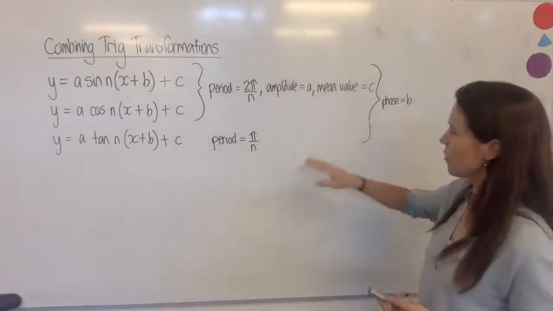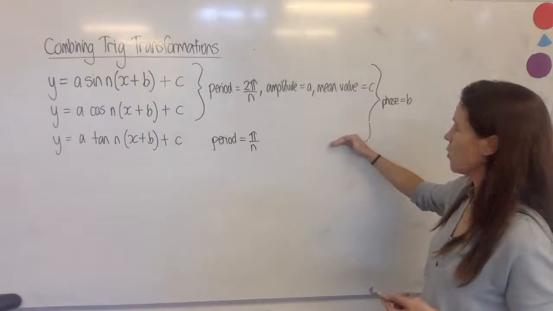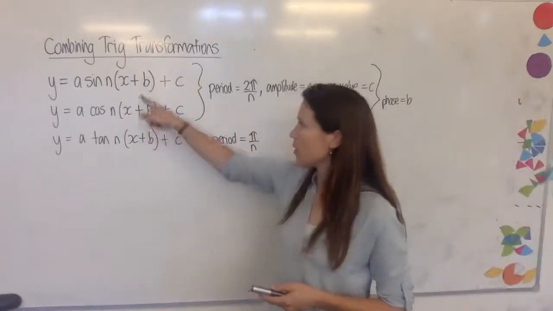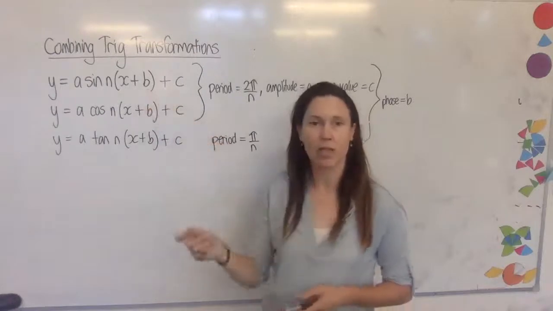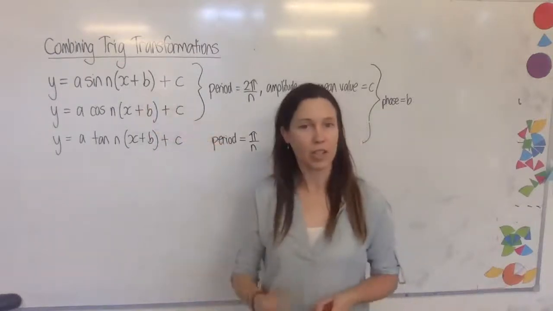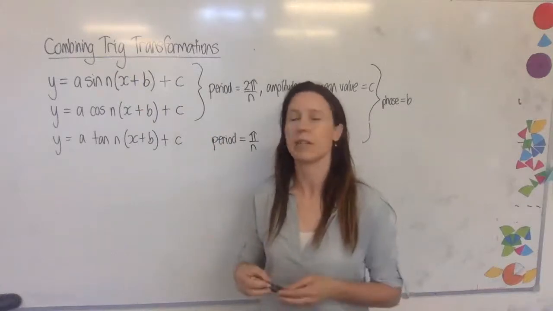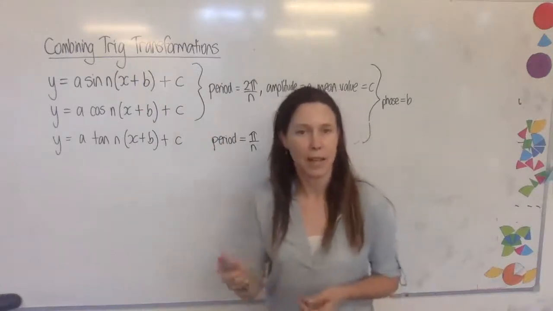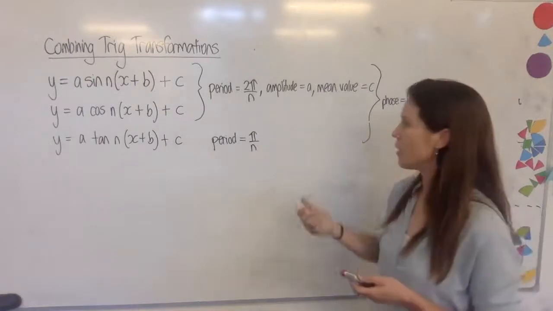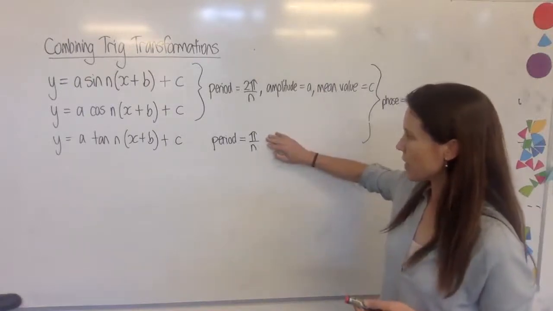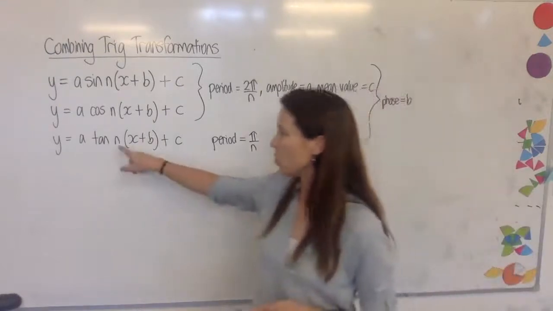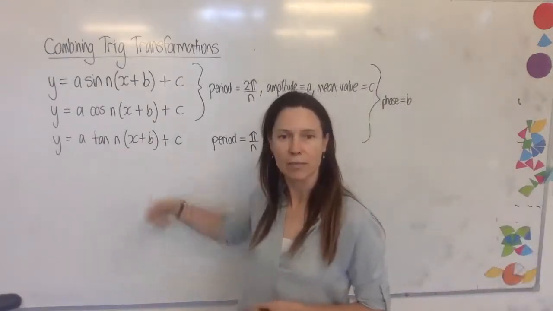And for all of these three curves, we have a phase of B. So it doesn't matter which one they are, whatever is in here is the shift to the left. Now, if it is a negative number, it is actually a shift to the right, but we always discuss what the phase is as a leftward shift, even if it's a negative number. And the period, of course, for tan is different from the other two. It has a period of pi over whatever this number here is, n.